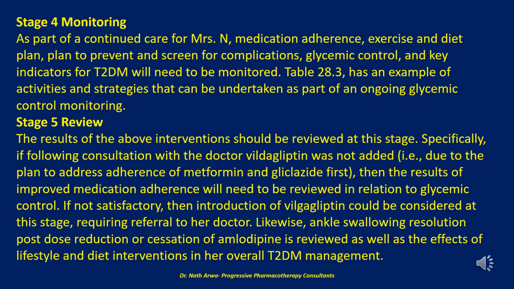Stage 4, Monitoring. As part of continued care for Mrs. N, medication adherence, exercise and diet plan to prevent and screen for complications, glycemic control, and key indicators for type 2 diabetes mellitus will need to be monitored. Table 28.3 has an example of activities and strategies that can be undertaken as part of ongoing glycemic control monitoring. Stage 5, Review. The results of the above interventions should be reviewed at this stage.